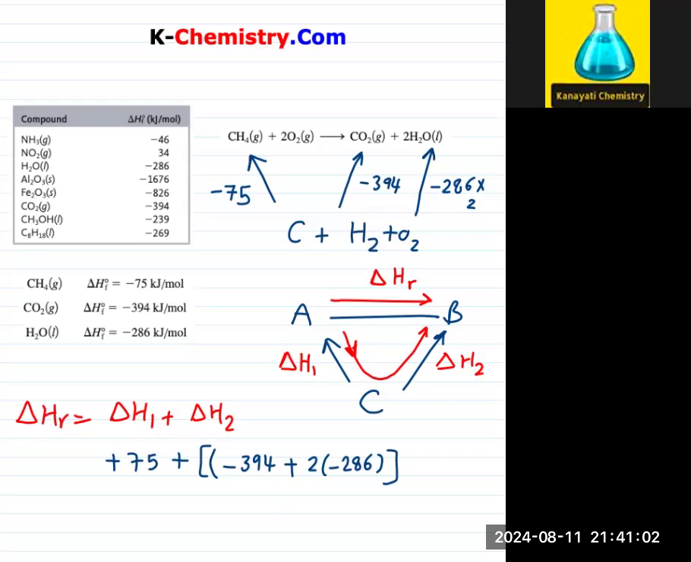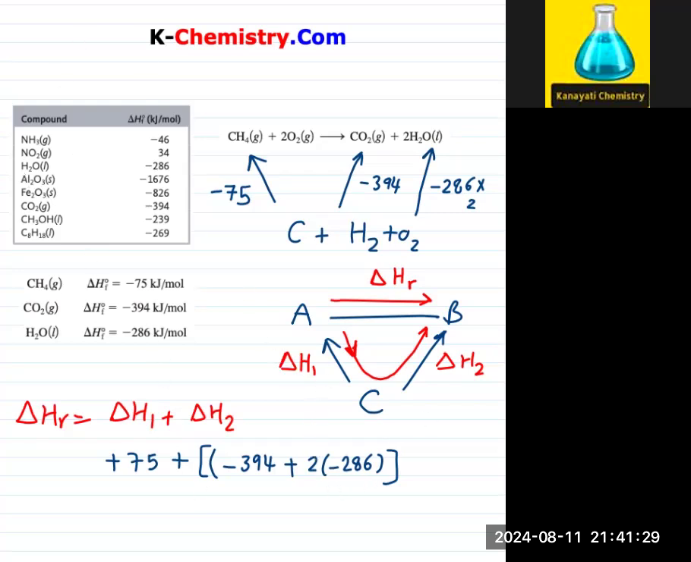Let's see what is the answer on our calculator. You have to be very careful here with the calculator, because if you don't make the brackets correctly, then you will not get the correct answer. Let's see what the calculator is going to tell us. So I will multiply the 286 with the negative sign multiplied by 2, so it is negative 572.